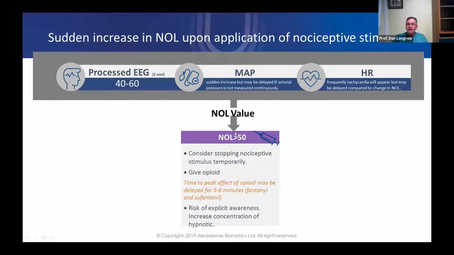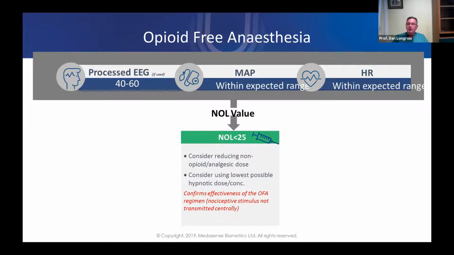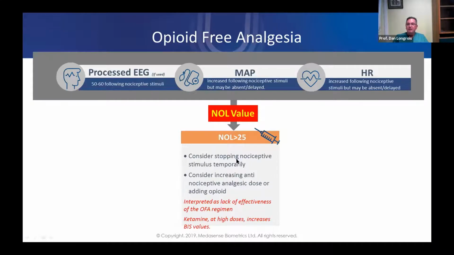In this case, given the clinical context, you can either choose to correct it or wait for 1 or 2 minutes. But if it's prolonged more than 5 minutes, there's absolutely no doubt that you should correct it and take this into account. And in opioid-free anesthesia, if your NOL is below 25, then it's probably something in the cocktail that you're using for opioid-free anesthesia that is in excess, and it confirms the effectiveness. We're now having quite a good experience with continuous lidocaine. And I can tell you that in many patients, but not in all, the usual lidocaine doses that we give actually put the NOLs systematically below 25 during the whole duration of anesthesia.